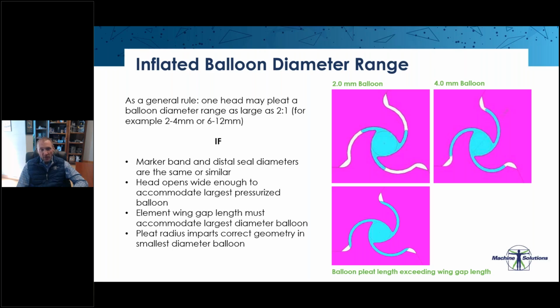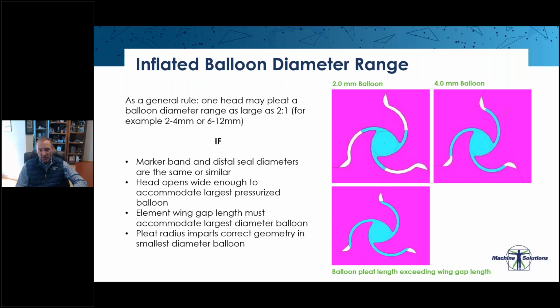We also have to make sure that the head opens wide enough to accommodate the largest pressurized balloon in that range. And then these final two pieces, the element wing gap and pleat radius, are intertwined. The length of the element wing gap has to accommodate the balloon material at the largest diameter. In the top two images, you can see how the 2 millimeter balloon extends about a third up that wing gap, whereas the 4 millimeter balloon goes pretty close to the end. The lower image shows a balloon that's too large for that given pleat design, and it's actually extending past the end of the wing gap.